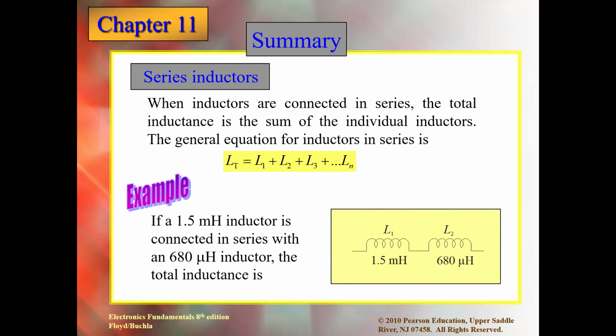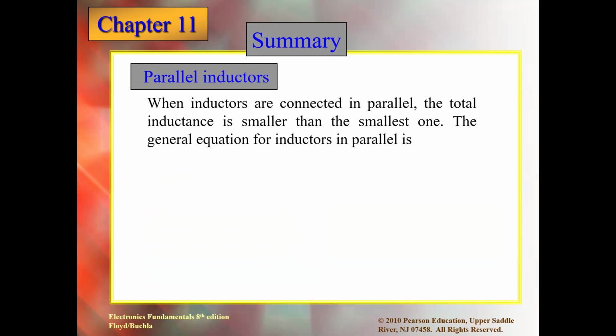Whenever you have different prefixes, you need to convert them into a common one, and then it's just a simple addition. When inductors are connected in parallel, the total inductance is smaller than the smallest one. The same rule is applicable for resistance. The general equation for inductance in parallel is, as you know, the inverse of the sum of the reciprocals.